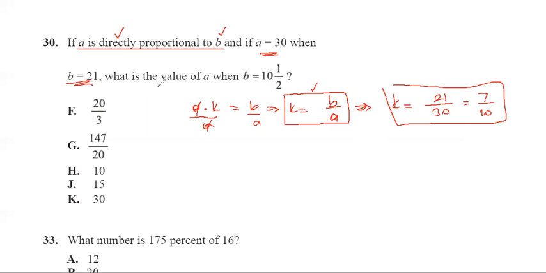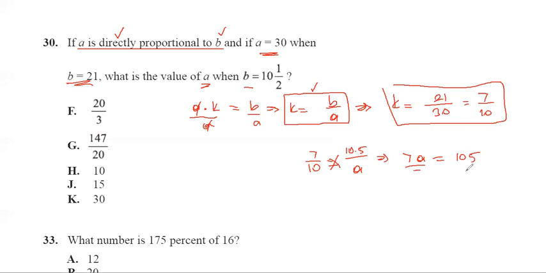The question says, what is the value of A when B equals this number? Again, I will use the same equation, K equals B over A, and we know K is 7 over 10, equal to B over A. B is given 10 and a half, so I will say 10.5 over A. From this equation, I need to find A, so I can do cross product. 7 times A will be 7A, 10 times 10.5 will be 105.